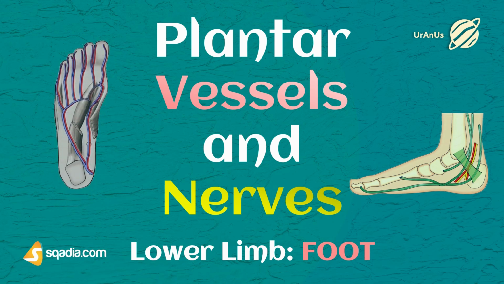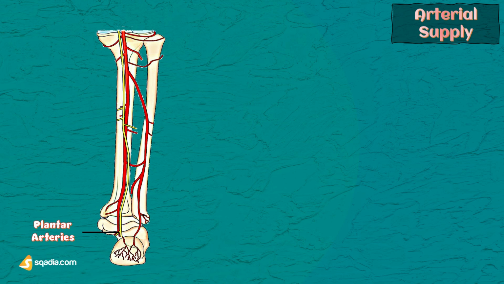In this last part of our lecture, let's discuss the vessels and the nerves of the sole of foot. Let's look at the arteries of sole. The foot is located at the end of the lower limb, and it is supplied with blood by arteries that extend from the leg and terminate in the foot.